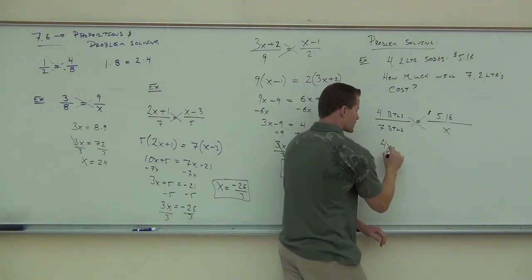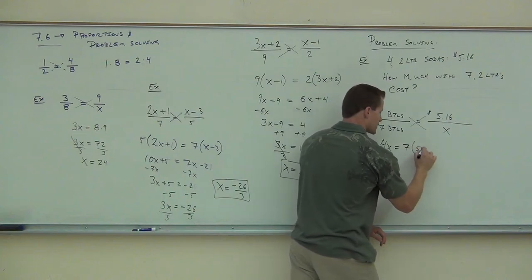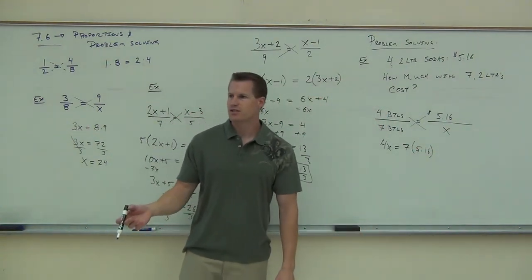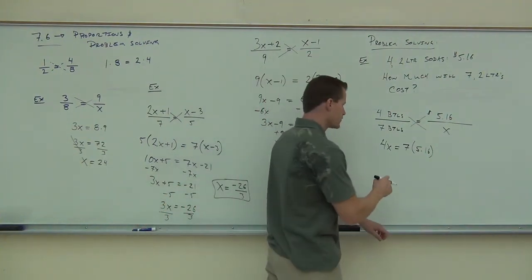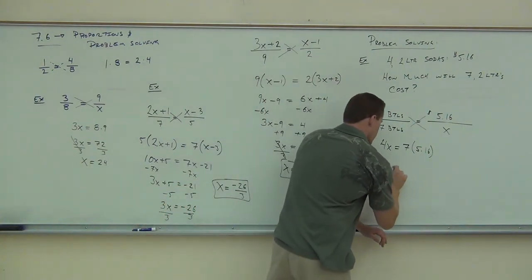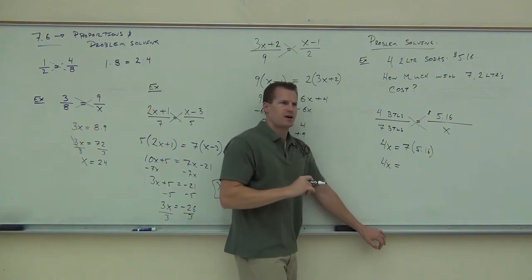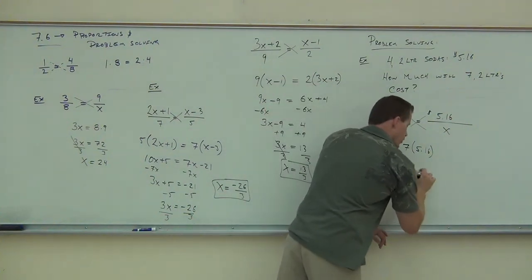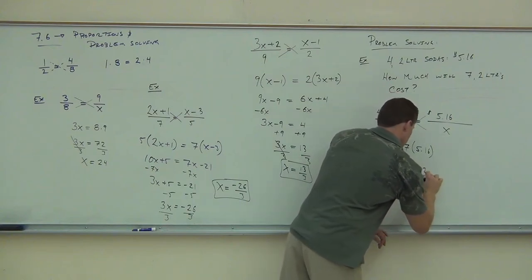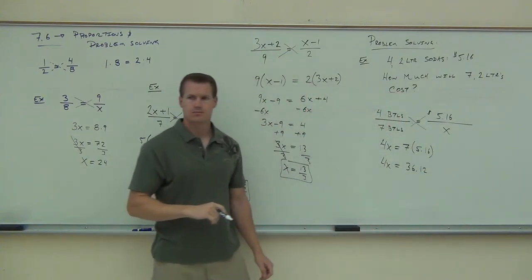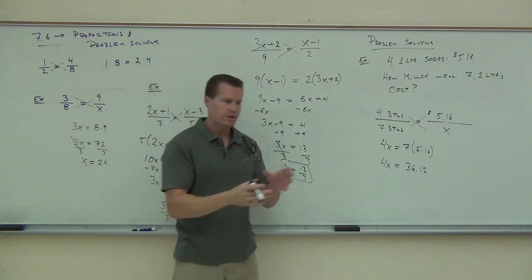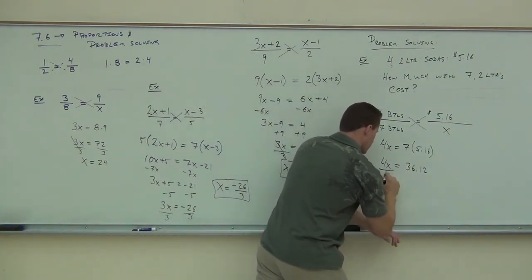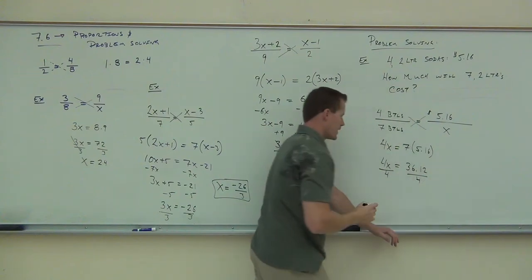We get 4x equals 7 times 5.16. If you have a calculator, take that out and multiply 7 times 5.16 for me. 4x equals how much is 7 times 5.16? So we cross multiply, we multiply these numbers together. Last step is what? If we do that, we're going to get what, 9.03?